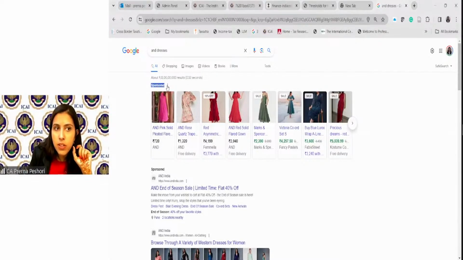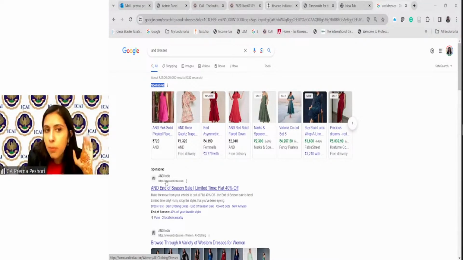If you look at it, here it shows sponsored, meaning N dress India is paying Google for the ad space, for the online advertisement. So N dress India is required to deduct equalization levy at the rate of 6% because Google is a non-resident company.